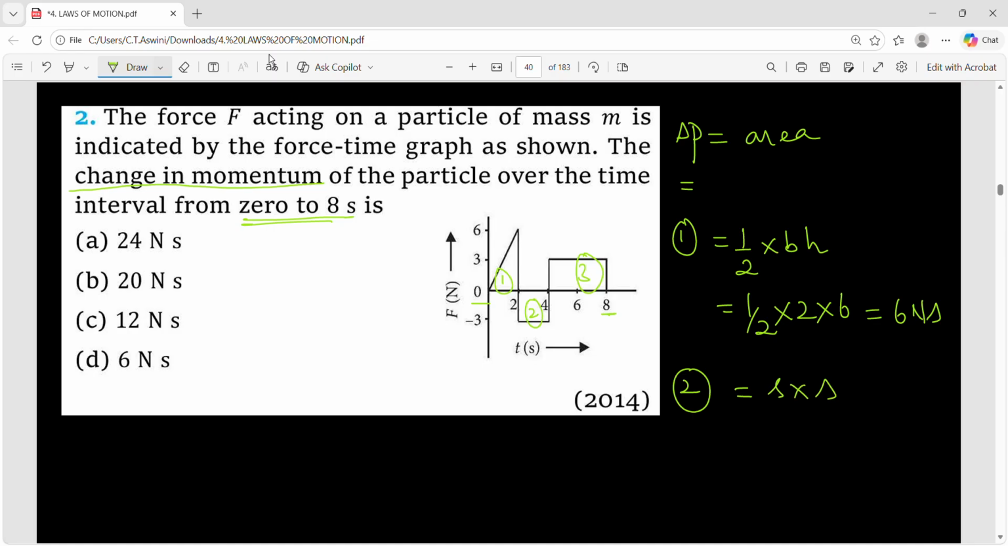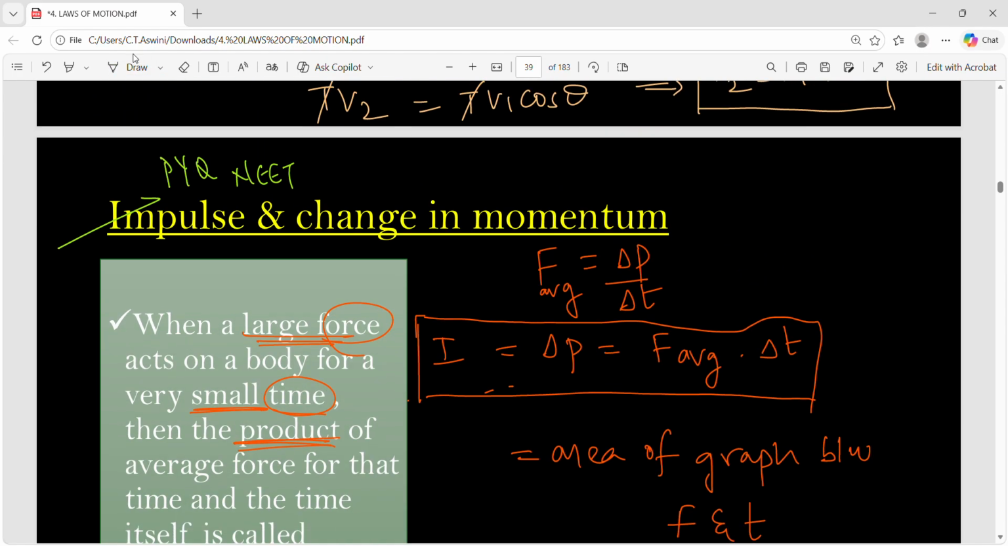And if you take the second segment, what is the area? It's just a square. So side into side. It is not a square. Sides are not equal. Consider it as a rectangle. So length into breadth. So what is the length? It is 2. And what is the breadth? Minus 3. So I'll get minus 6 Newton second.